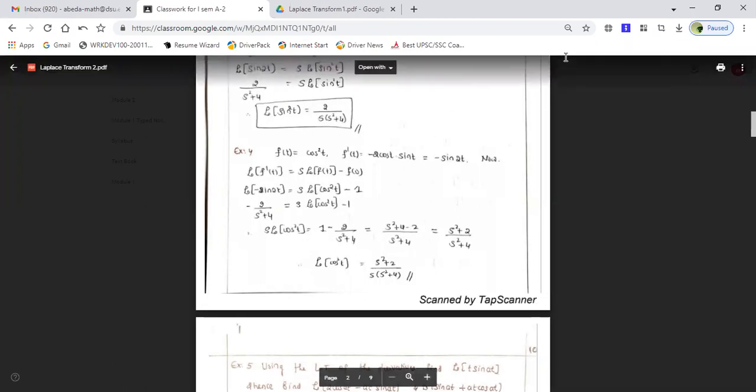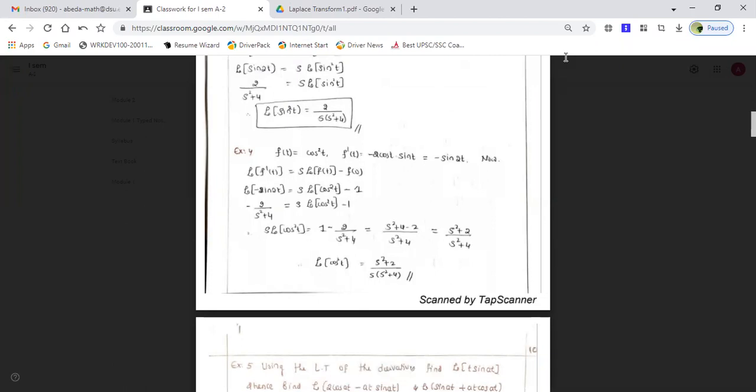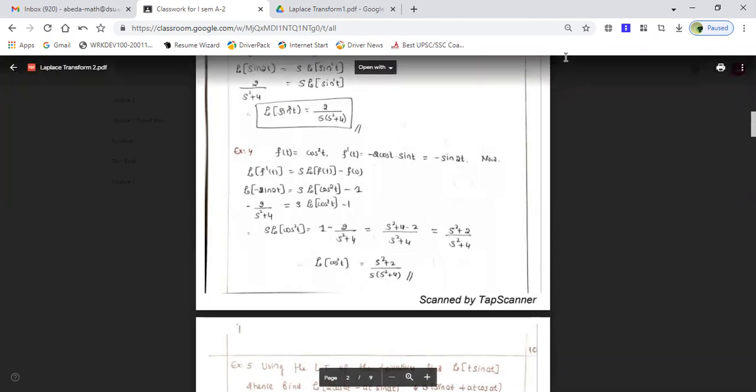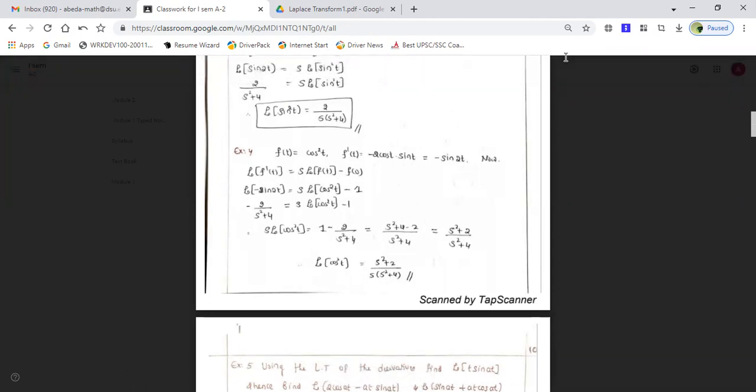So again, I want this value. So take this one to the other side. This is s into L of cos square t is equal to 1 minus 2 upon s square plus 4, which is equal to s square plus 4 minus 2 divided by s square plus 4. This is s square plus 2 upon s square plus 4. But I want the Laplace transform of cos square t. Take this s to the other side. This will be the final answer.